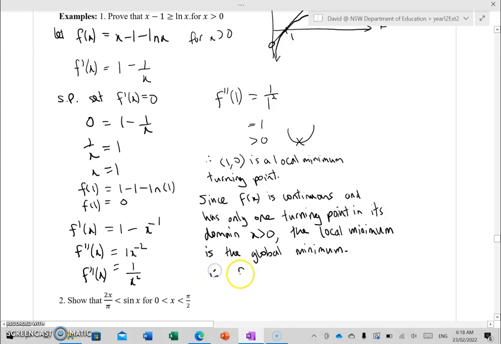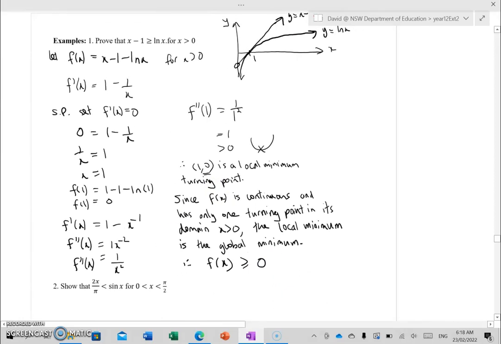So therefore we can say that our f of x is greater than or equal to the y value here of our local minimum turning point, which is 0. So f of x is greater than or equal to 0, and now I'll just substitute in for f of x. x minus 1 minus ln x is greater than or equal to 0. And let's just adjust. We get x minus 1 is greater than or equal to ln x as required.